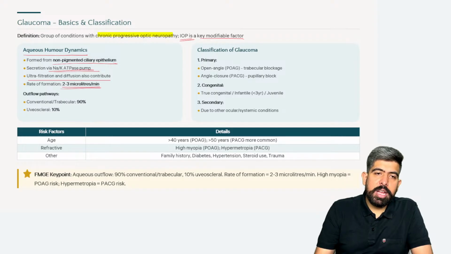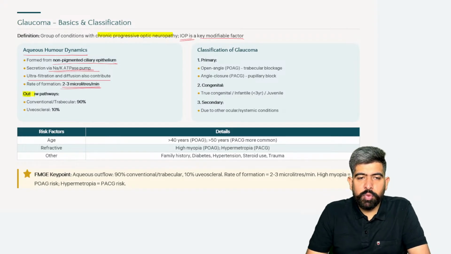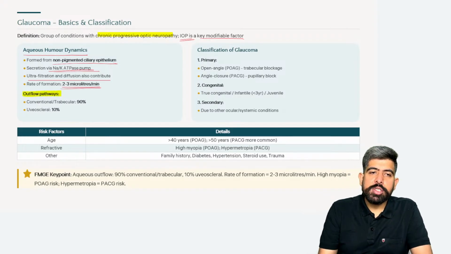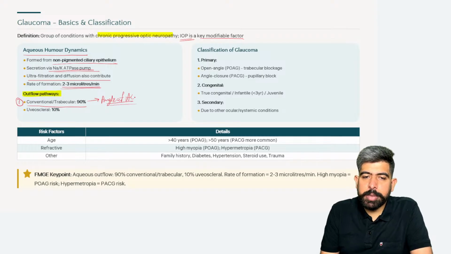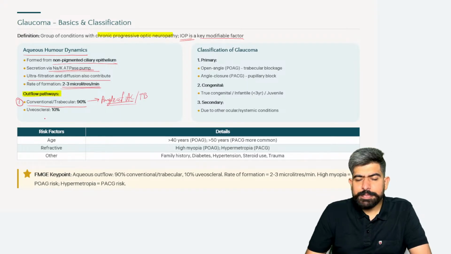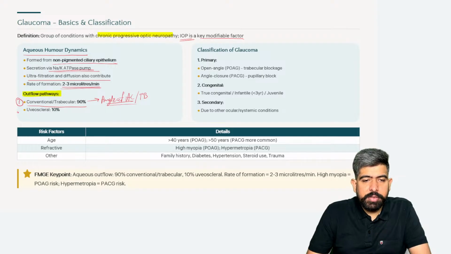Now, if we're talking about the outflow, please remember the outflow pathway. How does it get drained? We have two types of outflow pathway. The first one is the conventional pathway, which I showed you, the trabecular one, draining through the angle of the anterior chamber and the trabecular meshwork. The second one, which is much less, just 10%, is the uveoscleral.